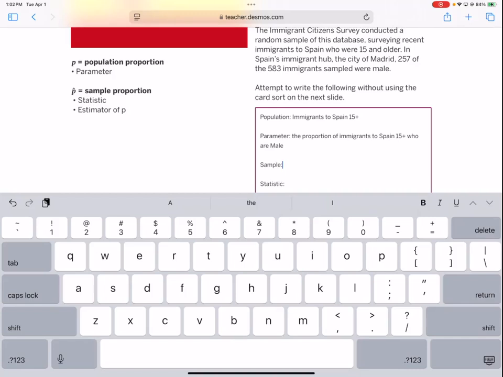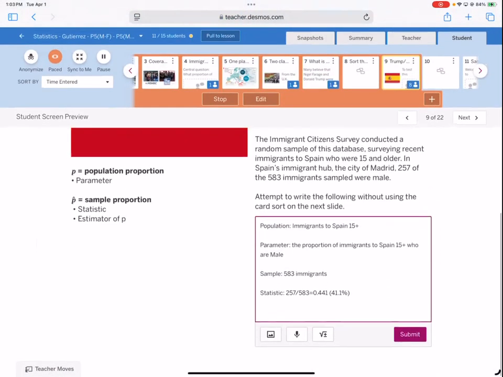The sample. Who is the sample? How many? 583 immigrants. So what is my statistic? 257 divided by 583, which when I plug that into my calculator, I get 0.441, which is also known as about 44.1%. But 0.441 is my statistic.